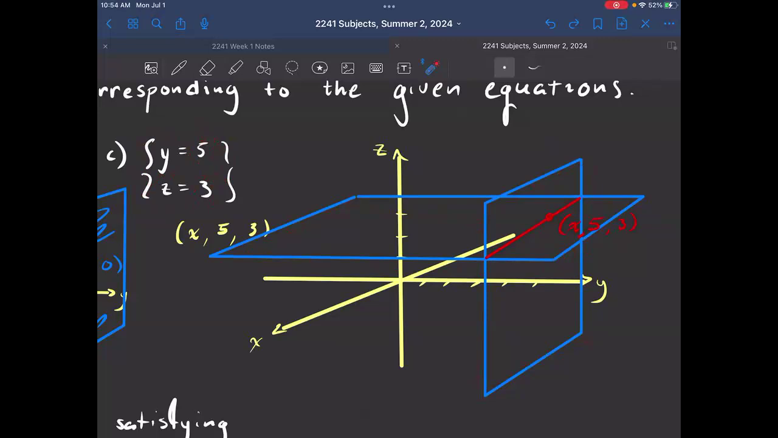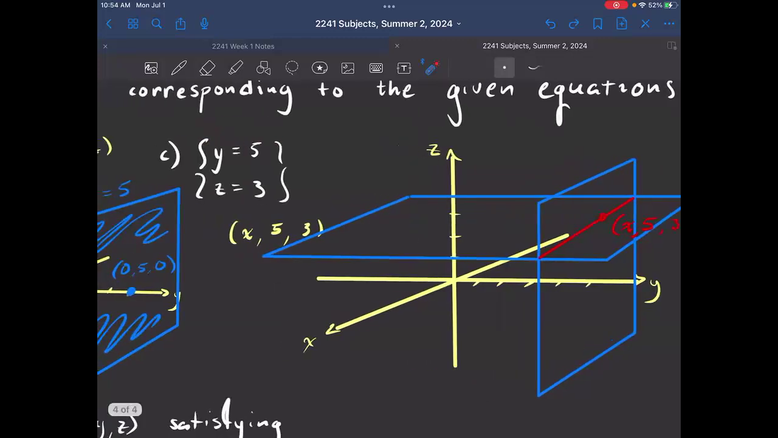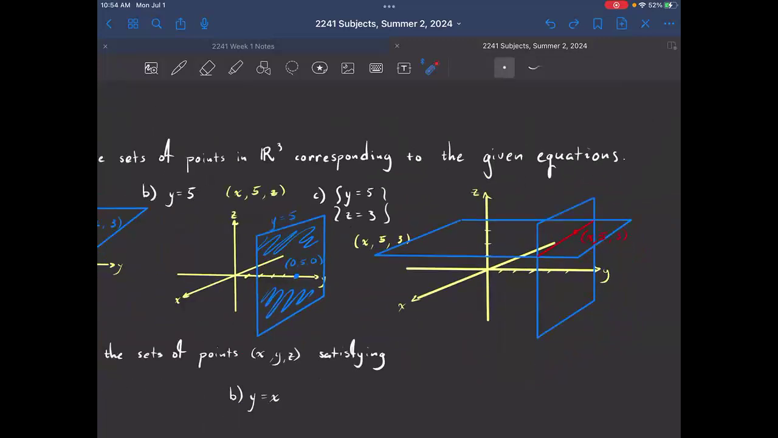So that's going to be points that have to be on the vertical plane here and the horizontal plane. And the only ones that satisfy that are the ones here on this line. So these are points that look like x, which can be whatever it wants, 5, 3. And that line should extend a little further actually. So these are infinite lines, and I just haven't drawn the planes all the way up to infinity. These lines are the solution sets of these types of equations, or systems of equations. All right, so that is problem 1.